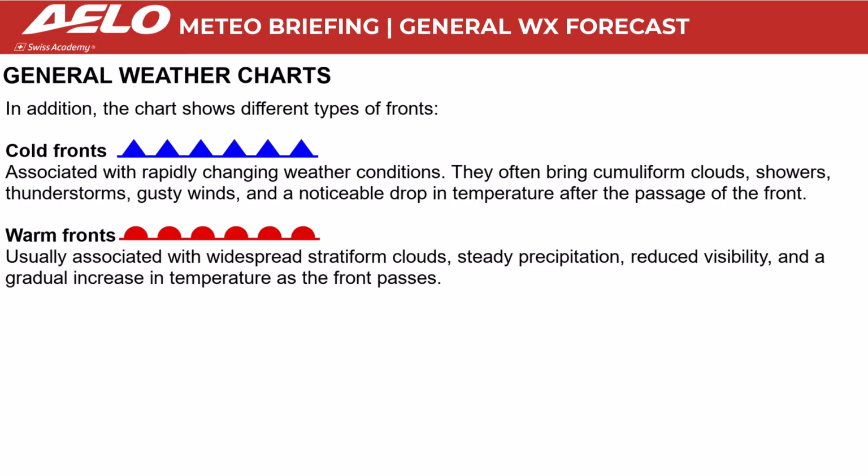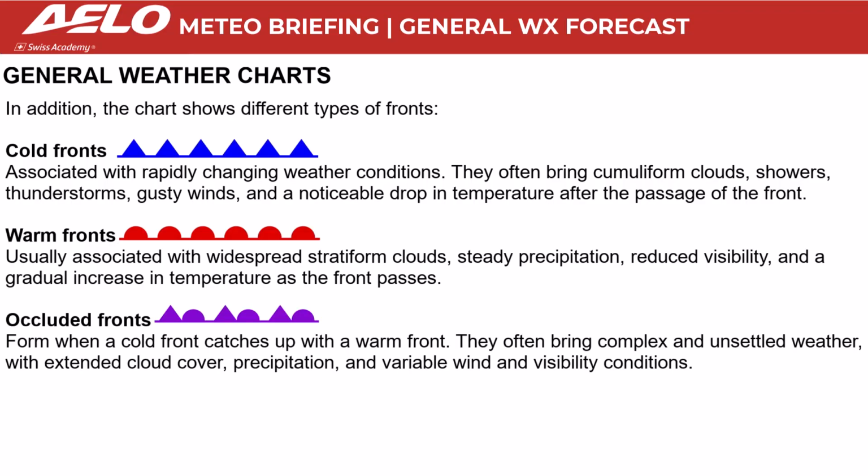Warm fronts are usually associated with widespread stratiform clouds, steady precipitation, reduced visibility, and a gradual increase in temperature as the front passes. Occluded fronts form when a cold front catches up with a warm front. They often bring complex and unsettled weather, with extended cloud cover, precipitation, and variable wind and visibility conditions.